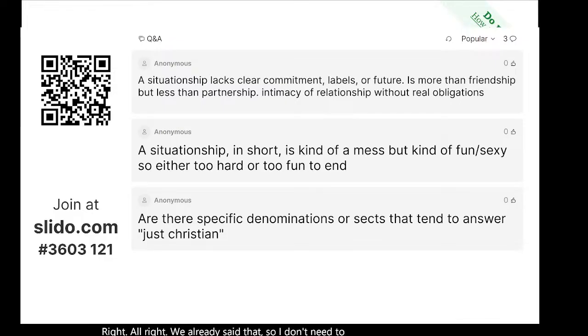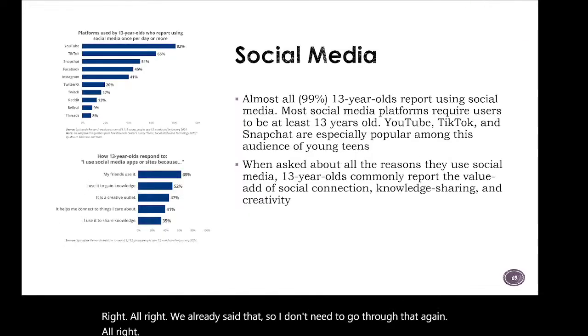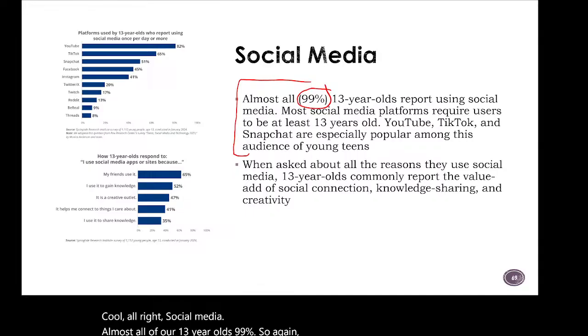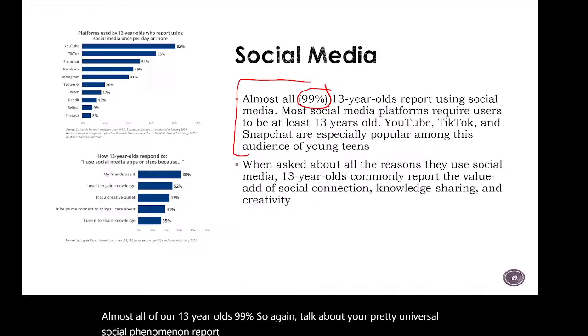All right, cool. Social media. Almost all of our 13-year-olds, 99%, so talk about a pretty universal social phenomenon, report using social media.